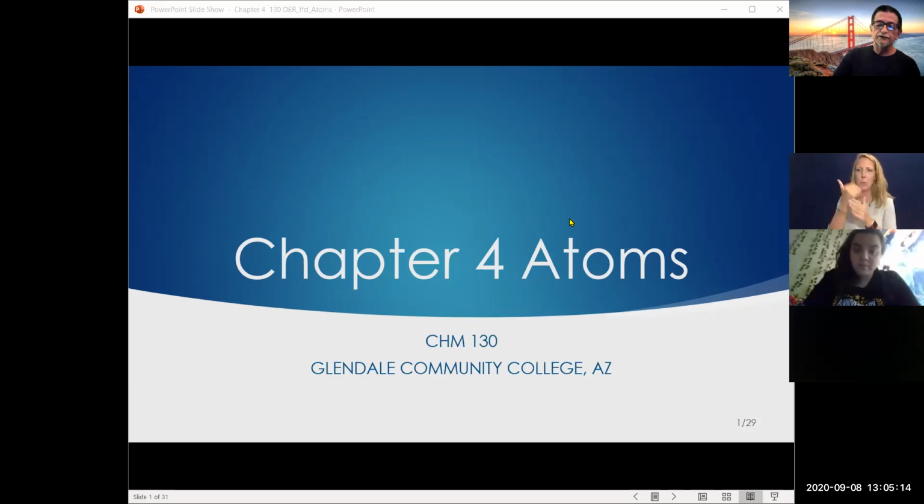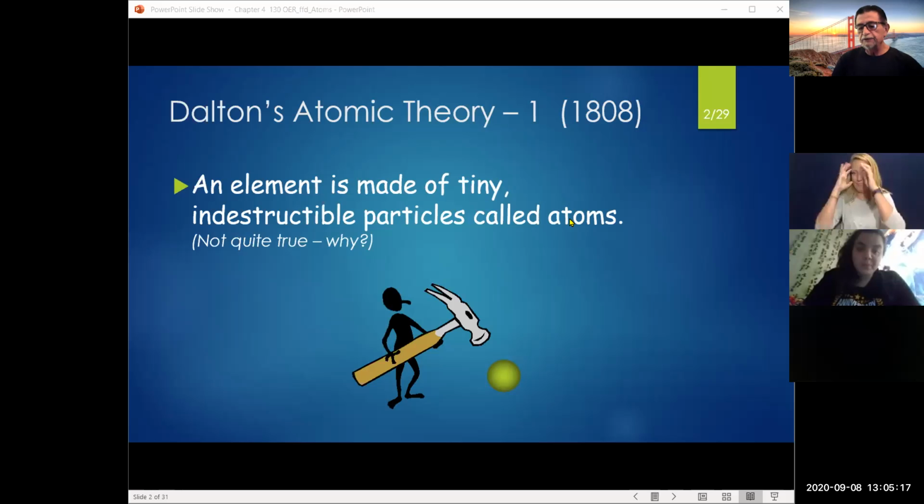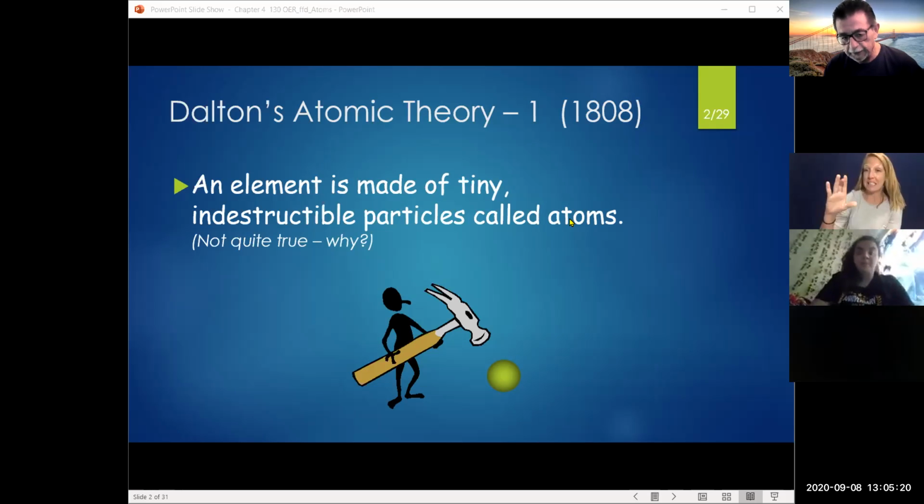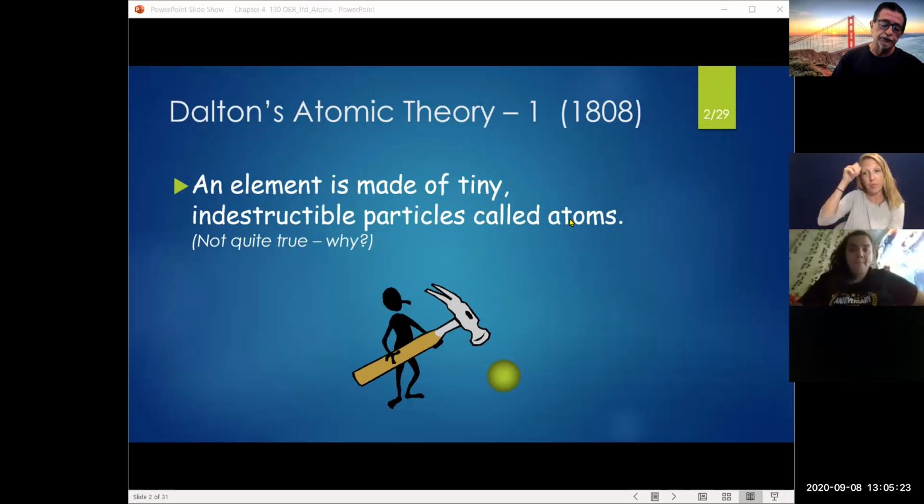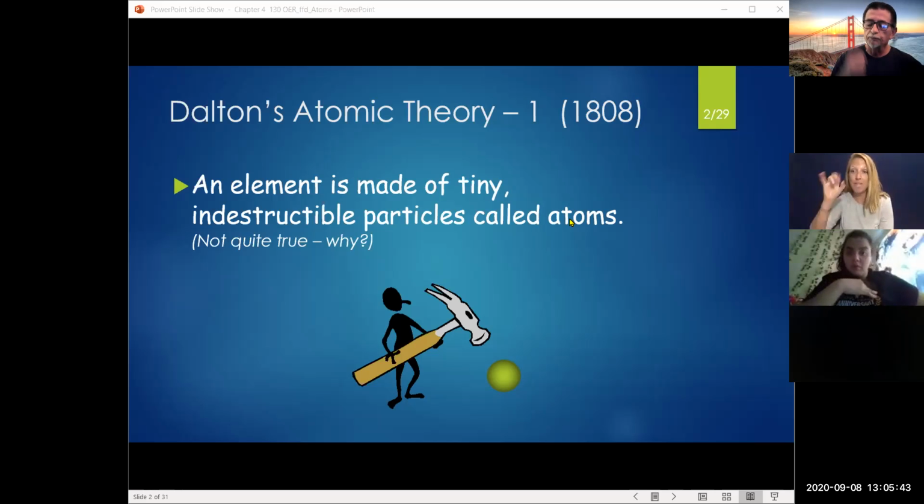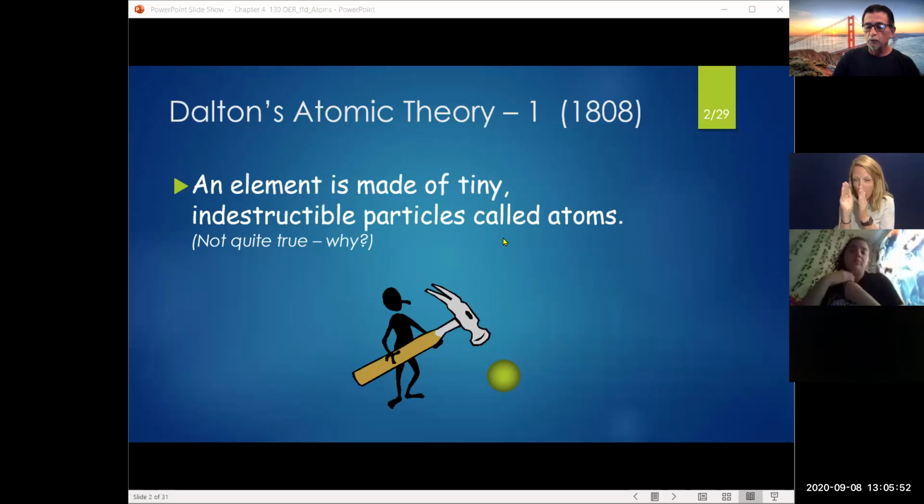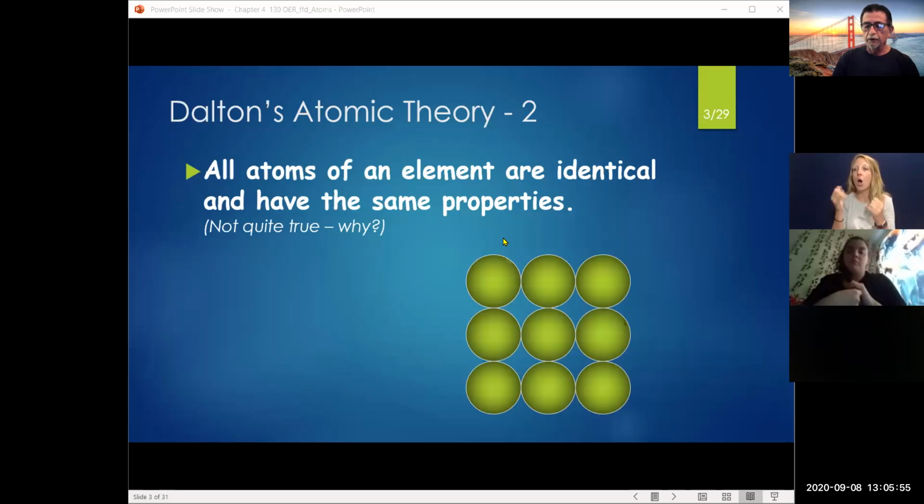So let us begin. Back in the 1800s, a scientist by the name of Dalton proposed what is called the atomic theory, in which he says that an element is made up of tiny indestructible particles called atoms. But it's not quite true, because we find out later on that these atoms are made up of even smaller particles. We've even learned that those particles are made up of even smaller particles, but we're not gonna go that far. We're gonna talk about the three main particles.